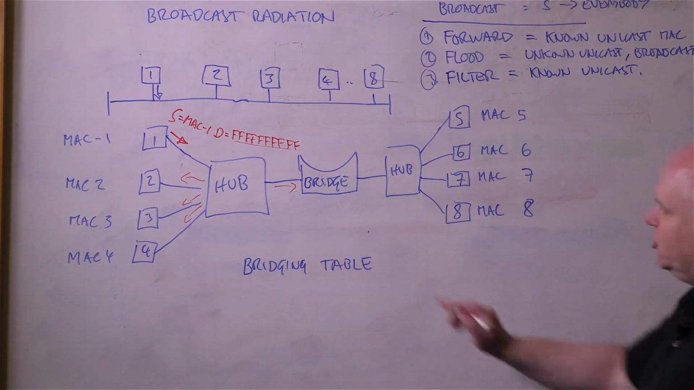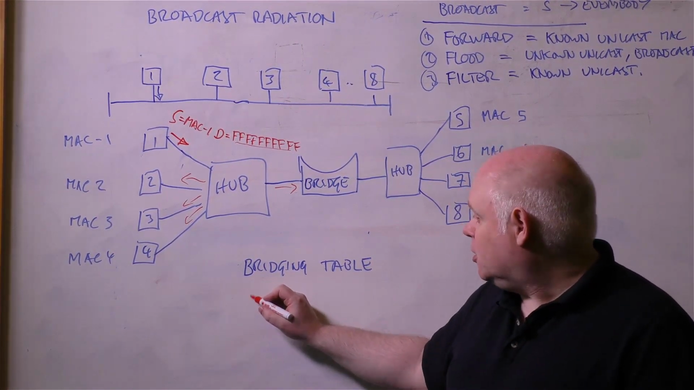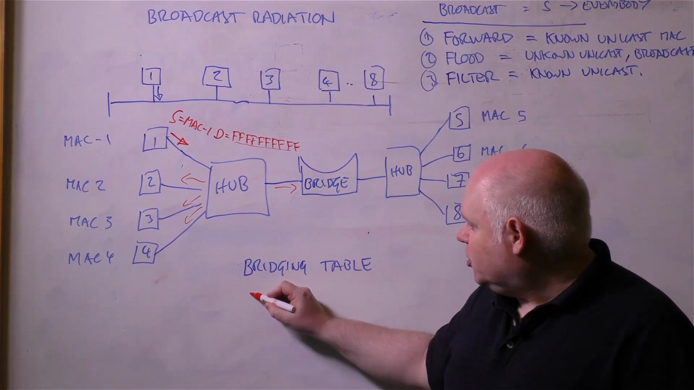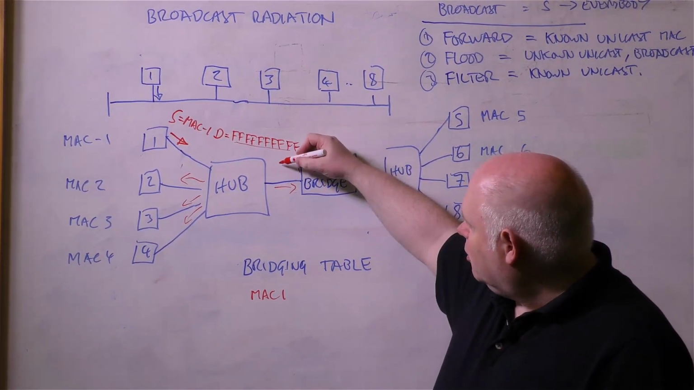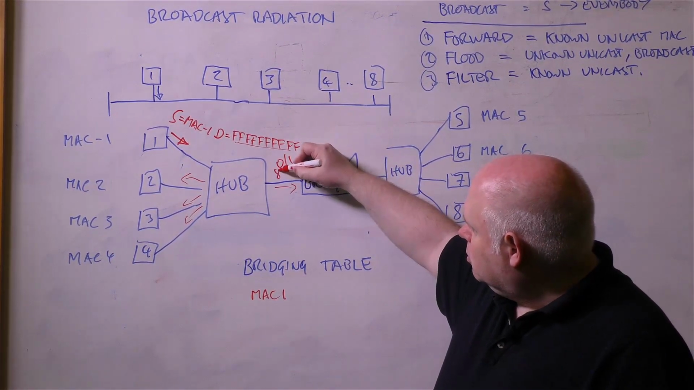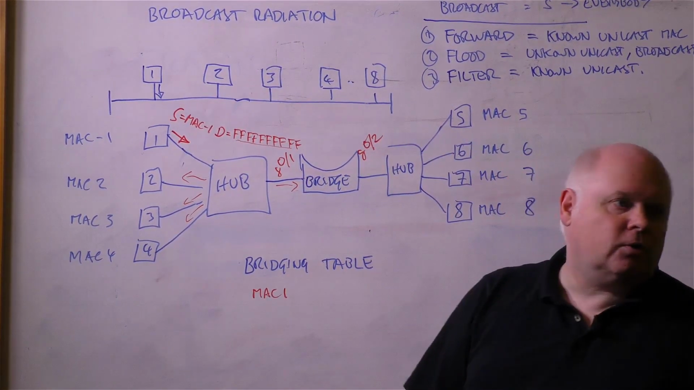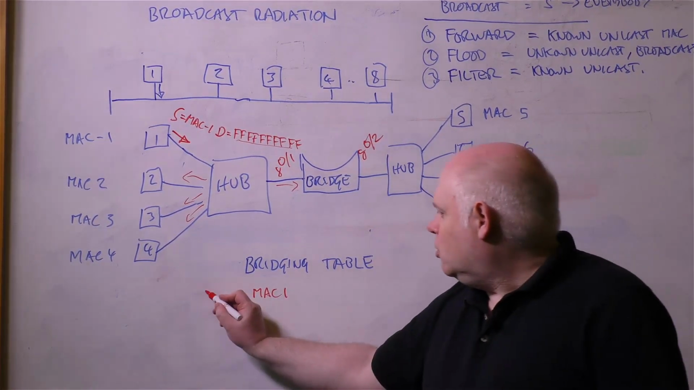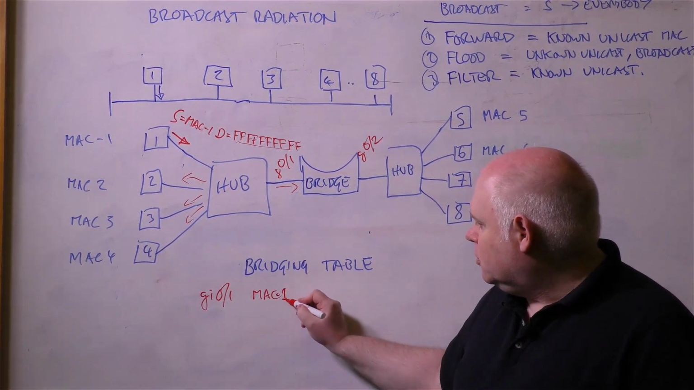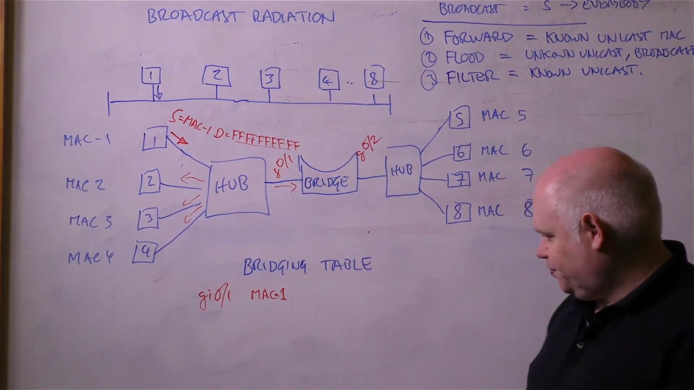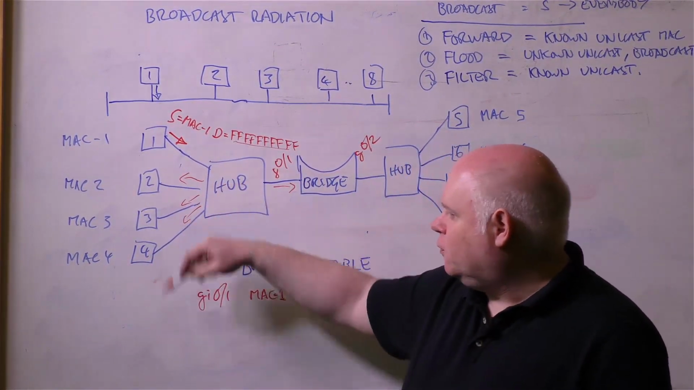So the bridge learns, by looking at the header of this frame, that machine number 1, which has the address MAC 1, is located out on port gigabit 01. To get a bit more real about stuff, Gi01 has this MAC address attached to it. Everyone gets this. 3 and 4 just throw it away.